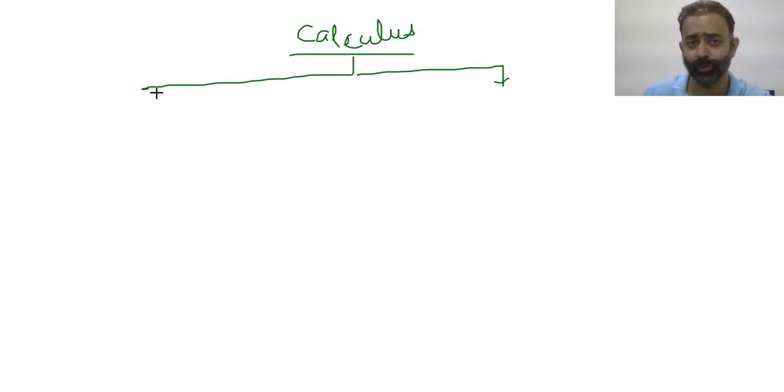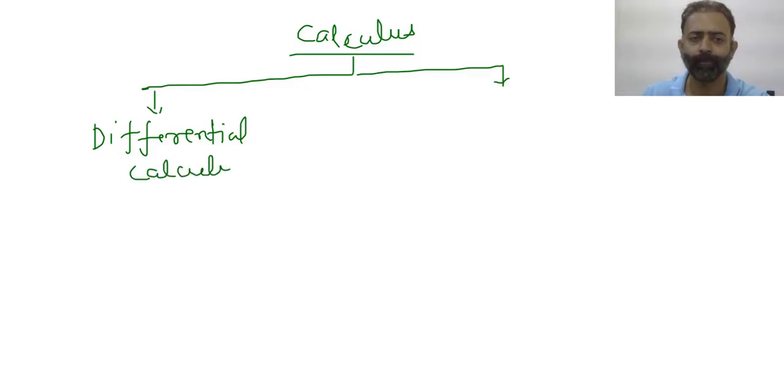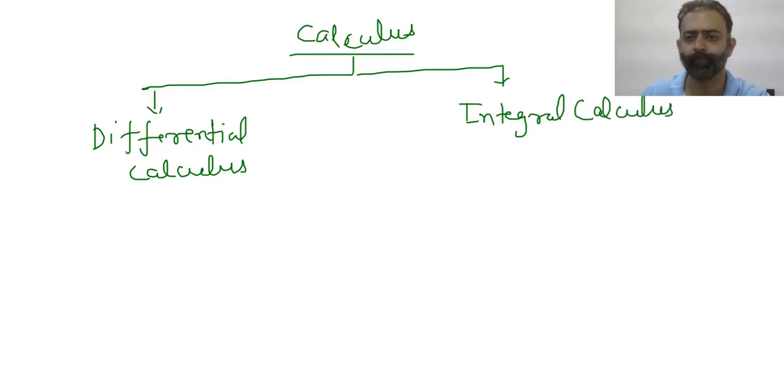Okay, so basically calculus consists of two parts, as you must be knowing. One we say is the differential calculus, and the second we say is the integral calculus, right? So the mathematics behind the tangent problem is now known as the differential calculus.